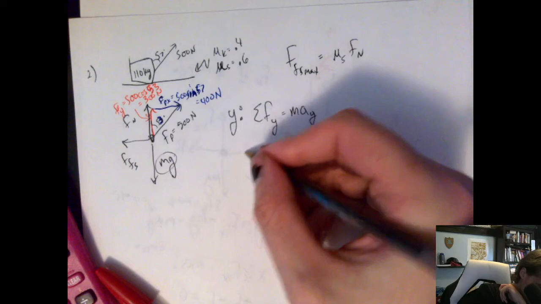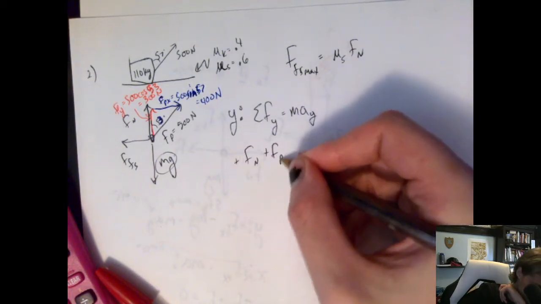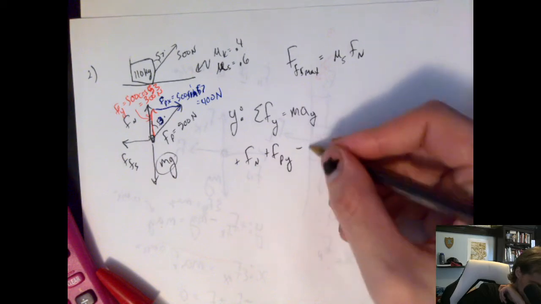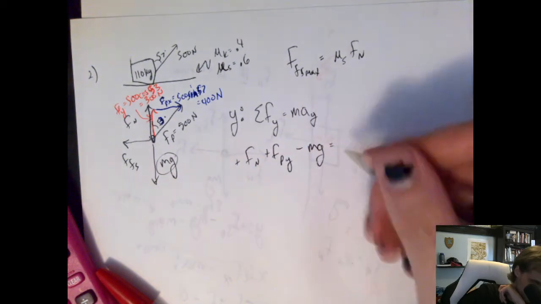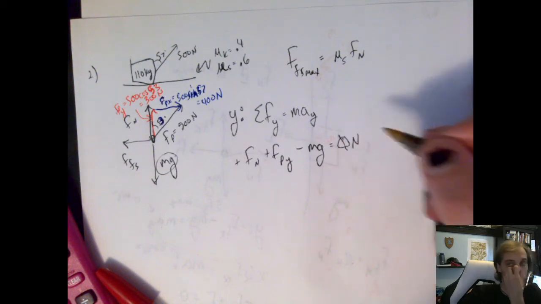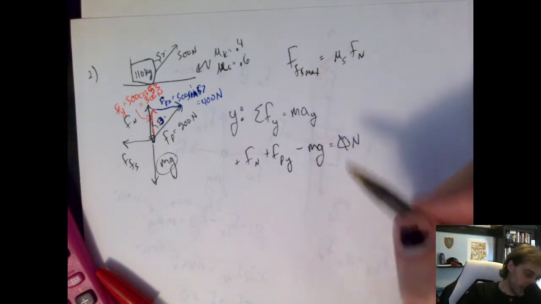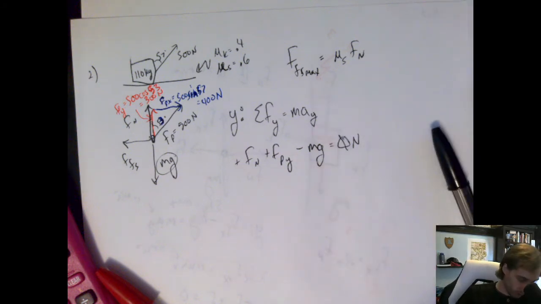So in our y direction, we've got our normal force going up, so positive, our force from the person in the y direction going up, so positive, and mg going down, so negative. Now that all needs to balance out, otherwise the couch would be either lifted up or going through the ground. Great, so we can solve for our normal force this way, and then once we've got our normal force, we can figure out what our maximum force of static friction is.